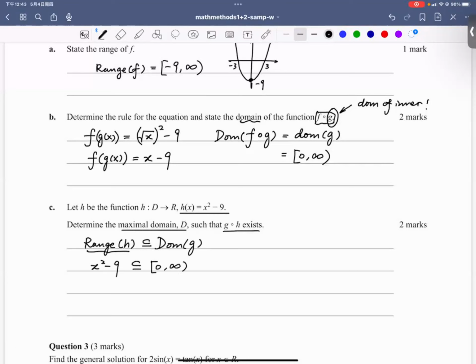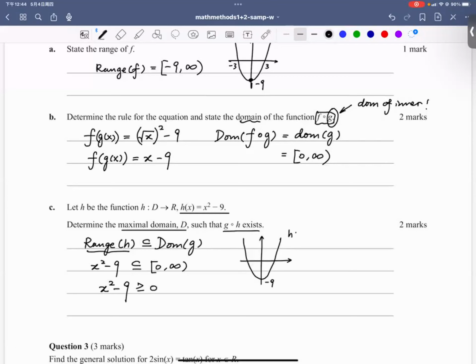So we can translate this mathematical sentence into an inequality. For example, you want every x squared minus 9 being greater than or equal to 0, okay? That means simply use the graph we sketched before.